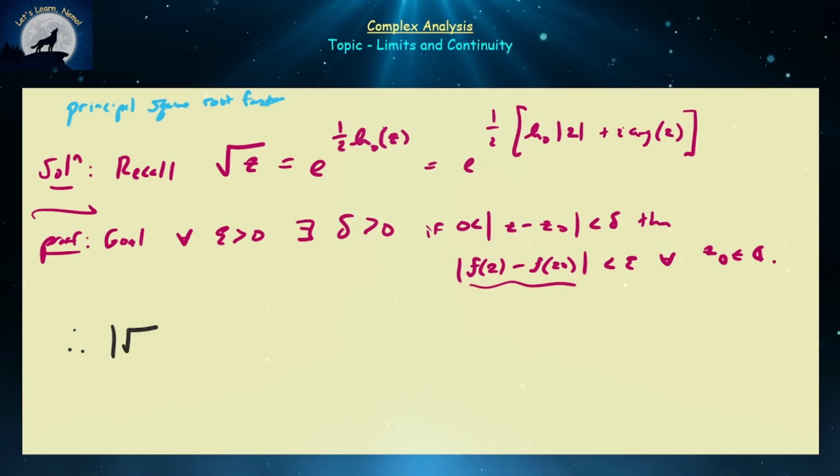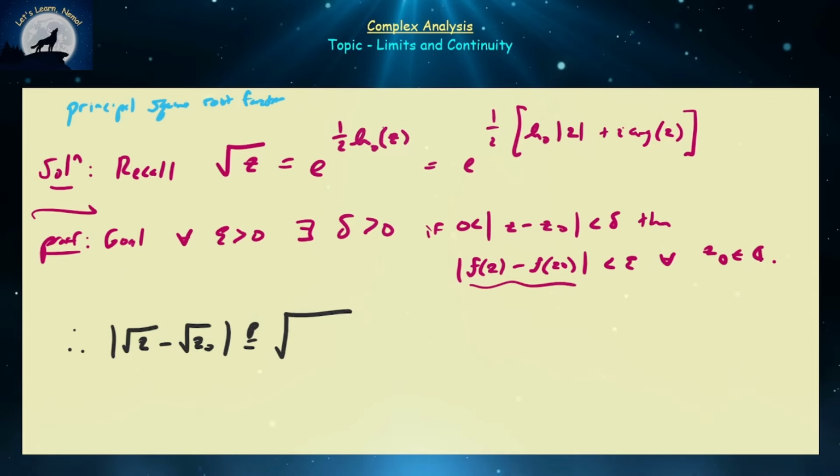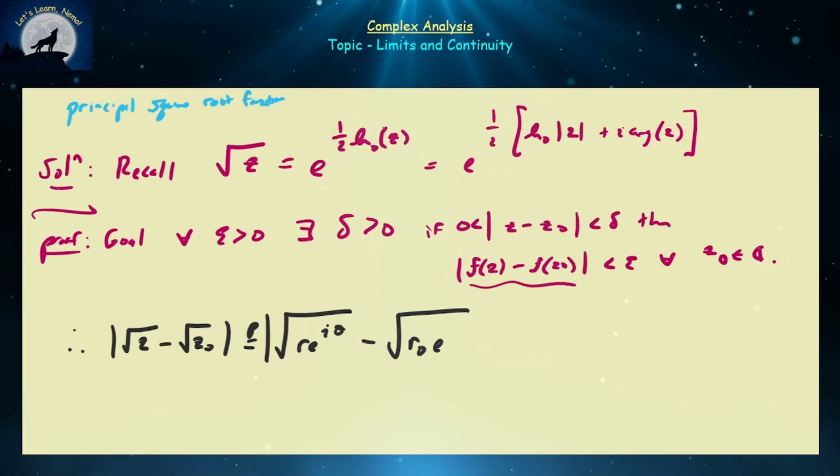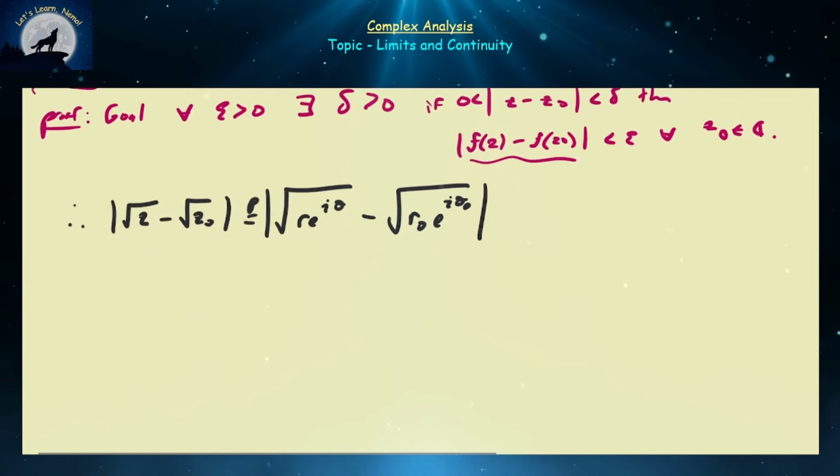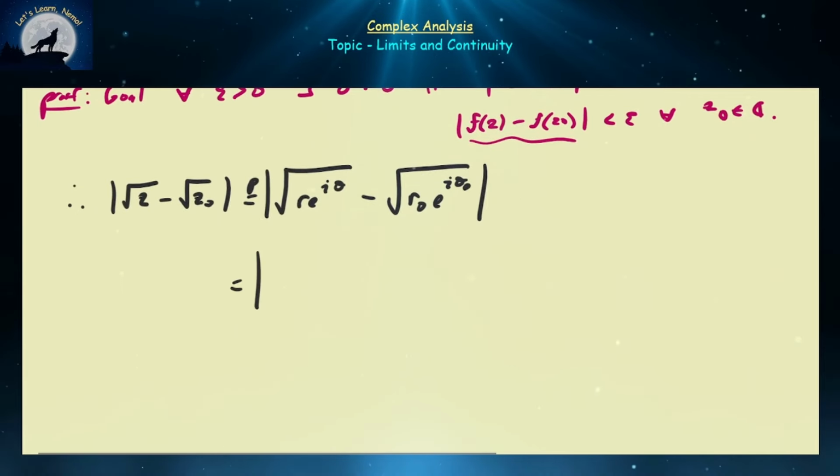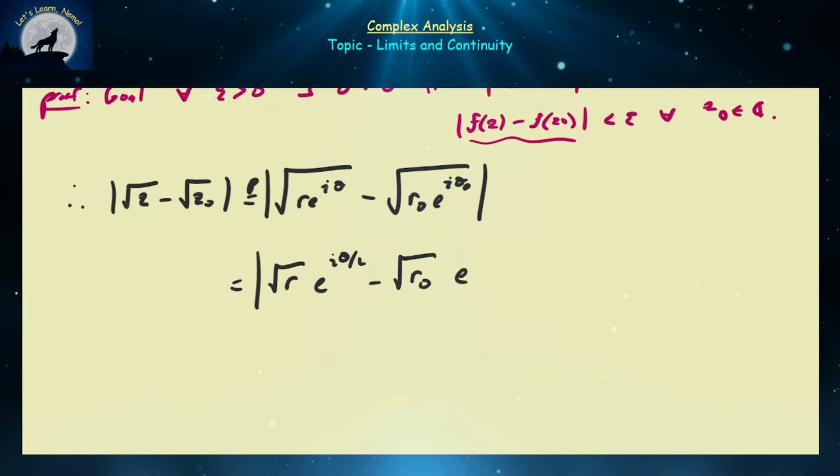So that means the absolute value of z minus z naught in polar form, and you could do, and actually recommend you try this in Cartesian form as well, or rectangular form. That's going to be equal to the square root of r e to the i theta minus the square root of r naught e to the i theta naught. So what is this going to be equal to? This is going to be equal to, by properties of the principal square root function, the absolute value of the square root of r times e to the i theta over 2 minus the square root of r naught times e to the i theta naught over 2.